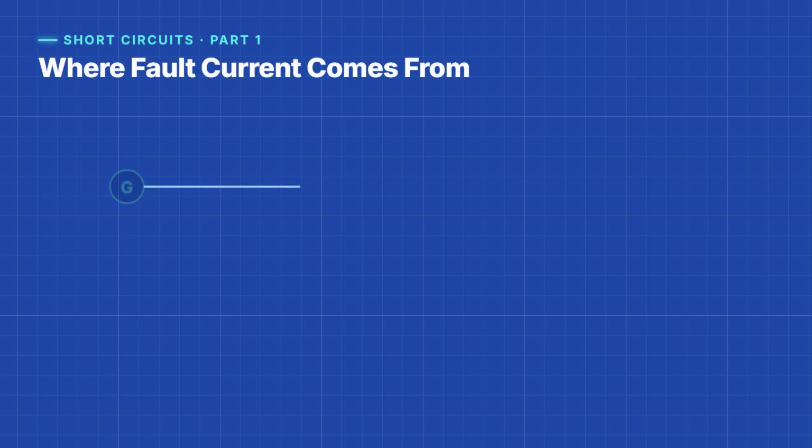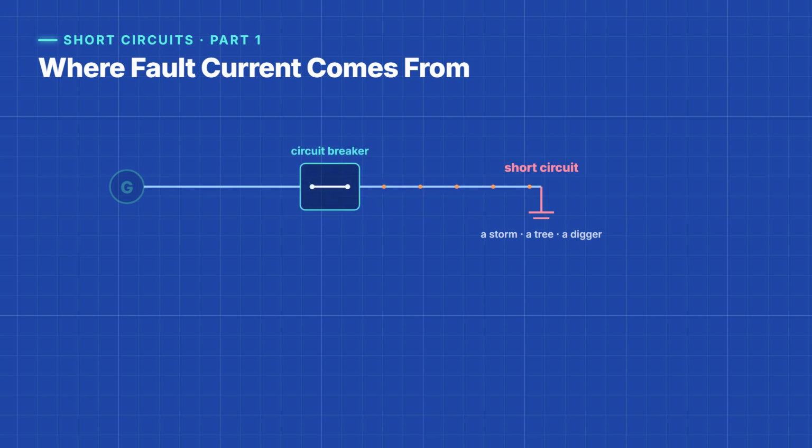Somewhere on the grid right now, there is a short circuit. A storm, a tree, a digger. It happens every day. A circuit breaker has to open and clear that fault. And every breaker carries one critical number, the biggest current it can interrupt. So where does that number come from?